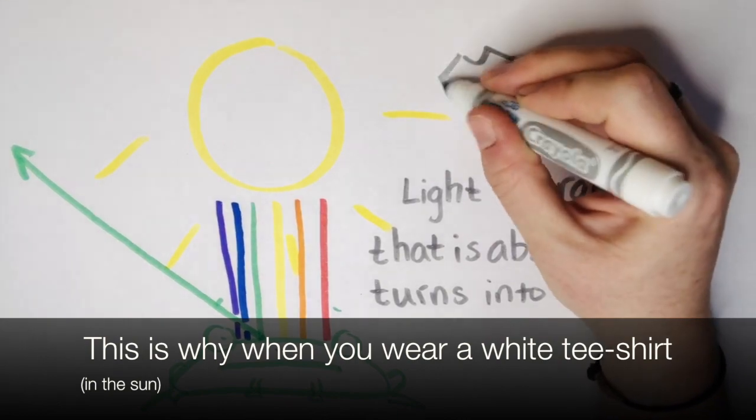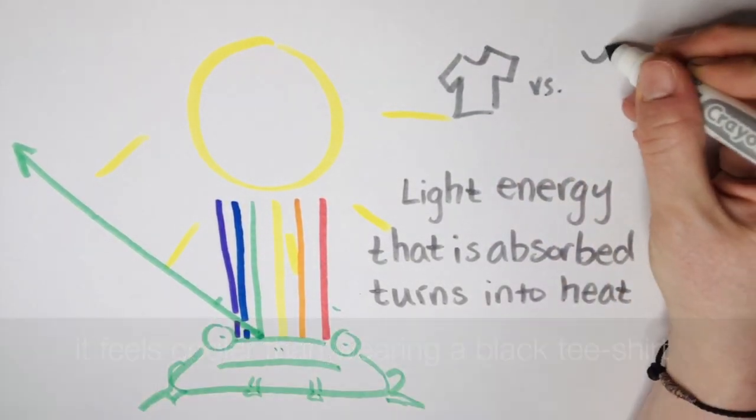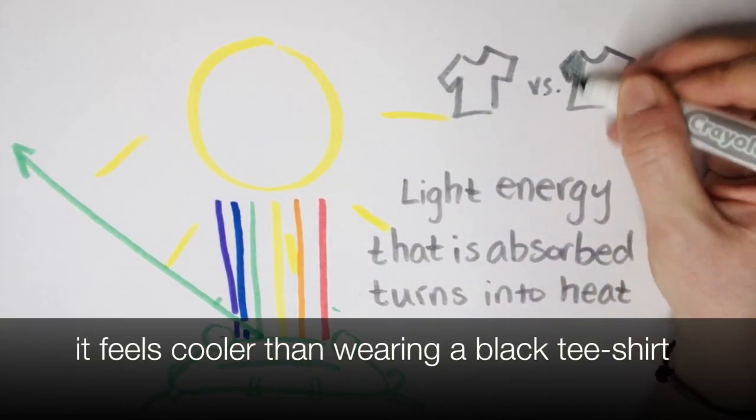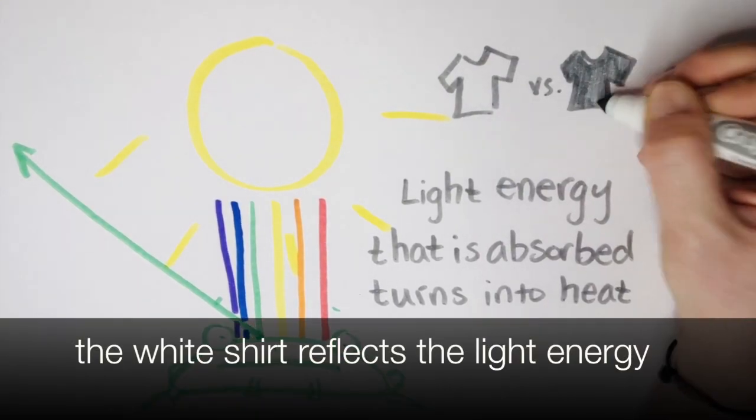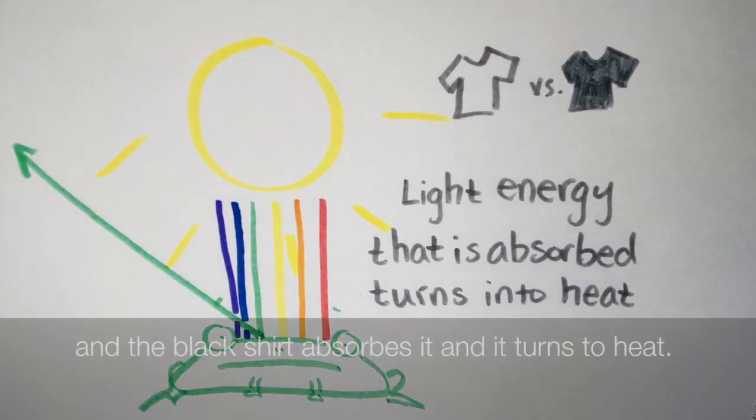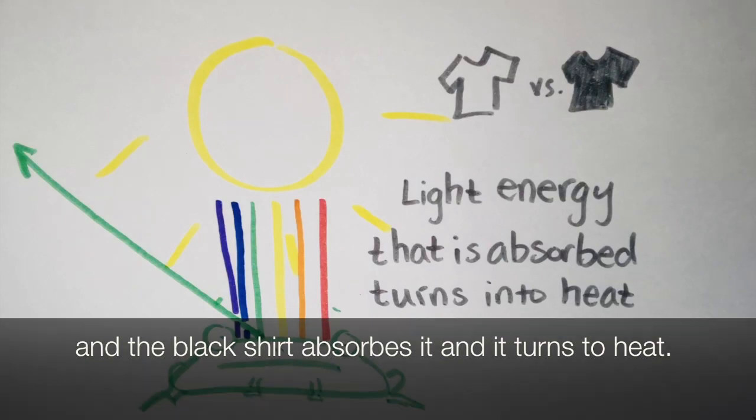This is why when you wear a white t-shirt in the sun, it feels cooler than when you wear a black t-shirt. The white shirt reflects the light energy, and the black shirt absorbs it, and it turns to heat.